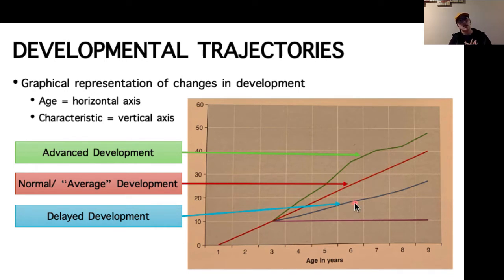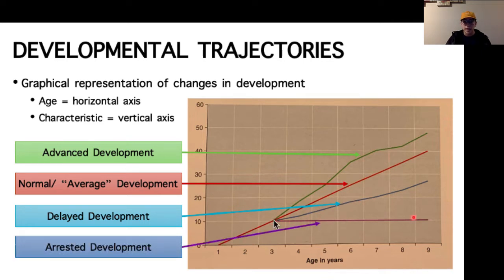I am a prime example of a delayed developed child. I was the size of a 6-year-old when I was 12, and I just didn't hit growth spurts ever. With respect to other 12-year-olds, I was extremely short, and that would be an example of delayed development. Now this last line on our graph, you see there is a plateau in which we see development stop after a certain point. That is arrested development. Arrested meaning it has been completely halted and it does not go up or down past a certain point.